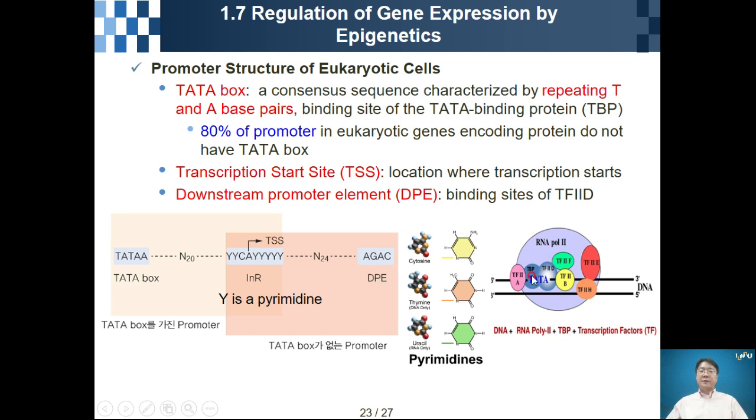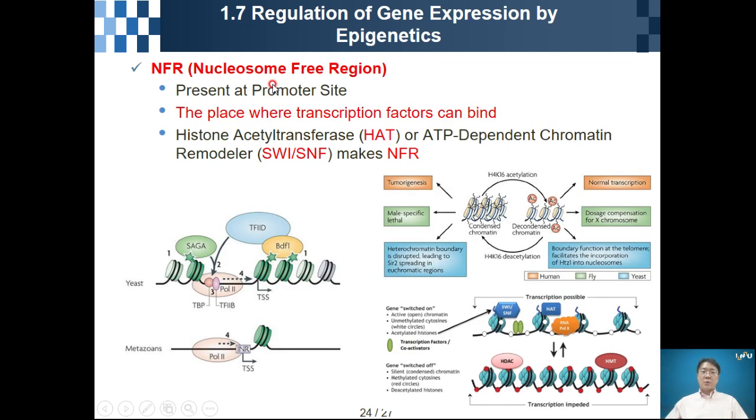After the TATA box is bound, it recruits transcription factor 2D. After that, they also recruit TFIIA, TFIIB, and others, and finally they recruit RNA polymerase II. This is the pre-initiation complex. So we understand the promoter structure. Next I will cover NFR.